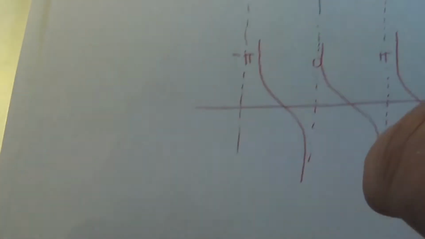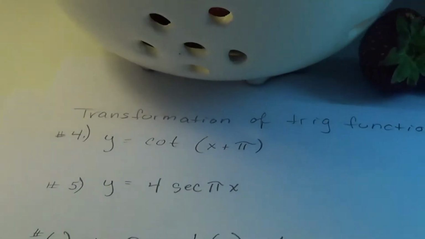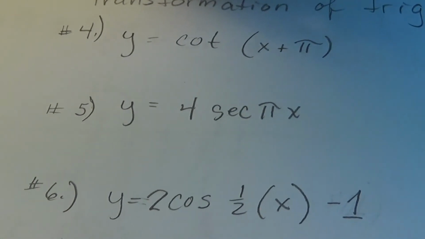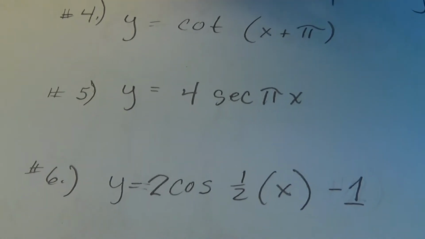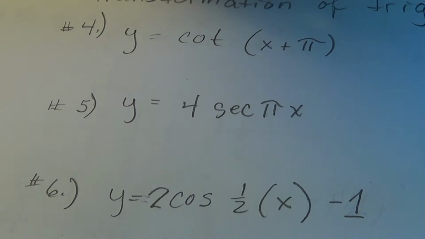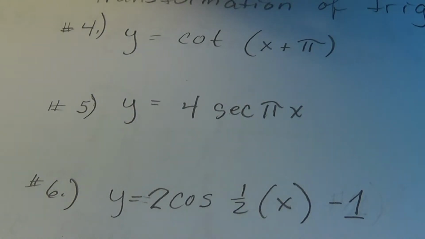All right, the next set will be these four. So if not four, three, four, starting with number 4. These are transformations of trig functions. So if you would jot those down and go try them on your lonesome, and if you would then turn the video back on, you'll see how these are completed.